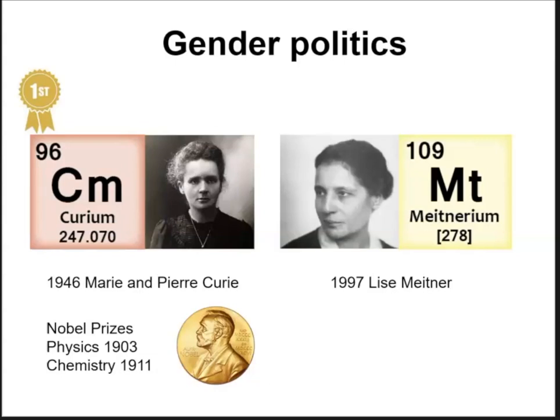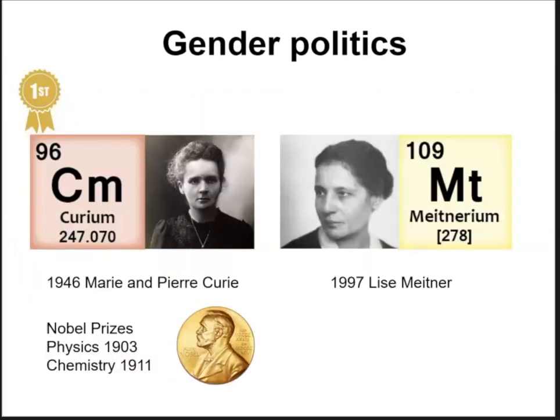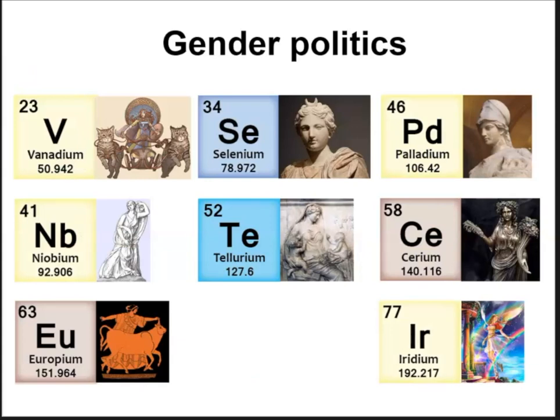And women aren't so badly served in the periodic table, you know. We've got a whole lot of goddesses. Why do they have goddesses? It seems they don't like to have real women named after them. So here we've got Vanadis. This is Freya, the Norse goddess. She apparently drives a chariot with a couple of cats.